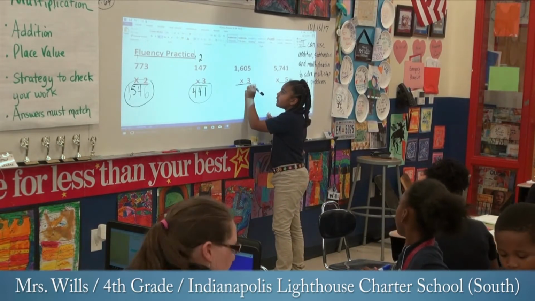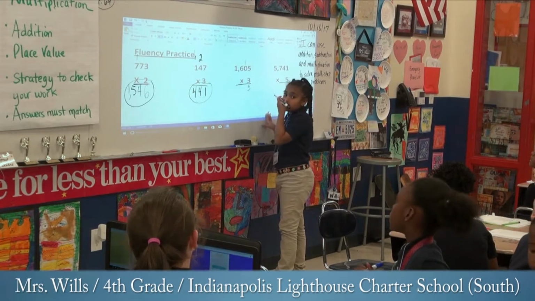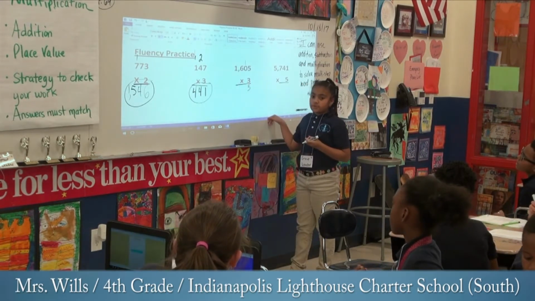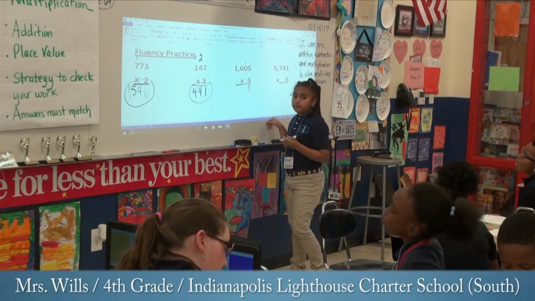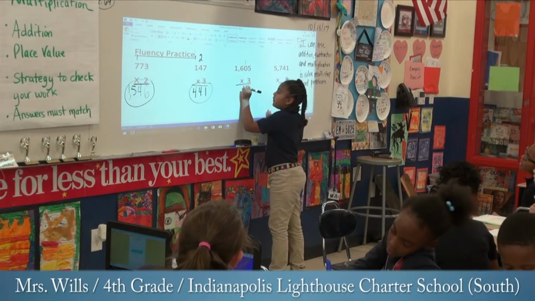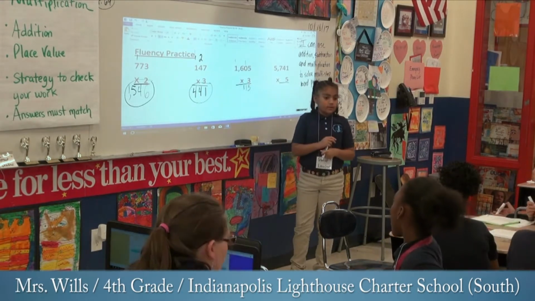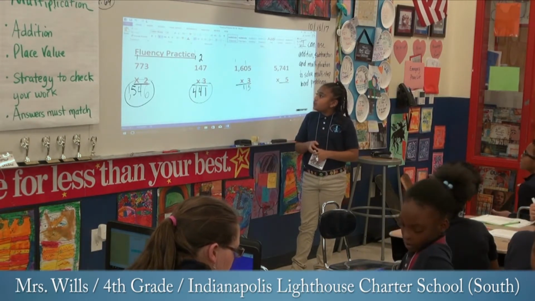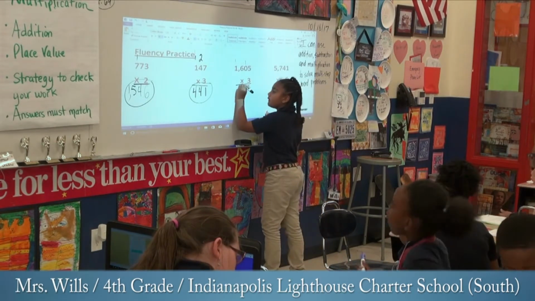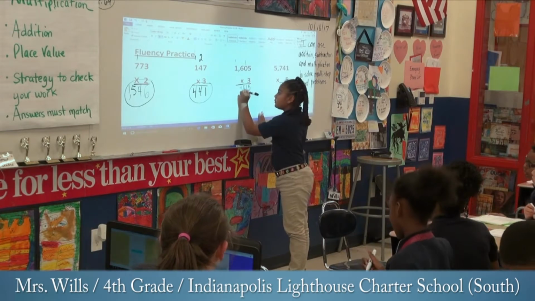What is 5 times 3? 15. Put our 5 down, regroup our 1 into the tens. What is 3 times 0? 0. 1. What is 3 times 6? 18. Put our 8 down, carry our 1 to our thousands. What is 3 times 1? 3. 4. Where does our comma go, Trinity? In between the thousands and the hundreds.